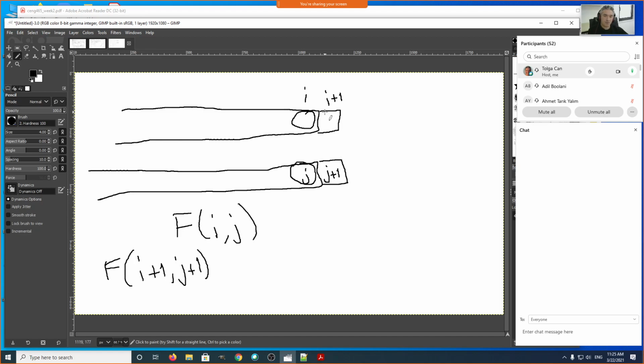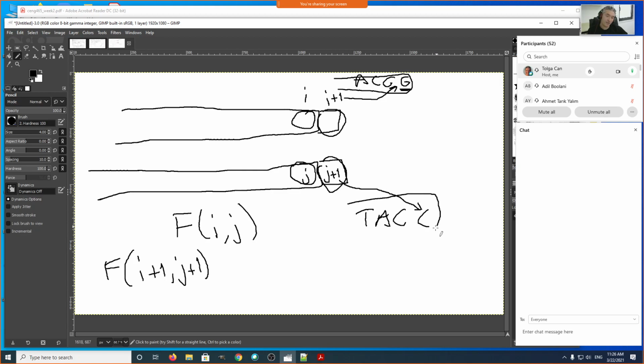Now, focusing on this last position, the first i plus 1 and j plus 1 characters. For example, the sequences may be like this: A, C, G, and let's assume this last G is the i plus first character. Here I have another sequence, let's call it TACC, and this C is the j plus first character in the other sequence. Now I'm going to align the entire first i plus 1 characters to the entire j plus 1 characters in the other sequence. This is what I'm trying to figure out.